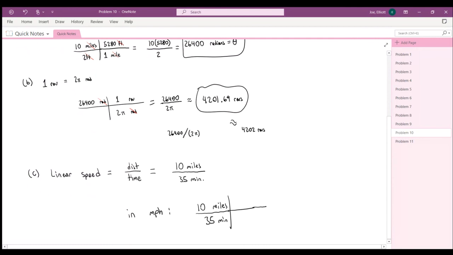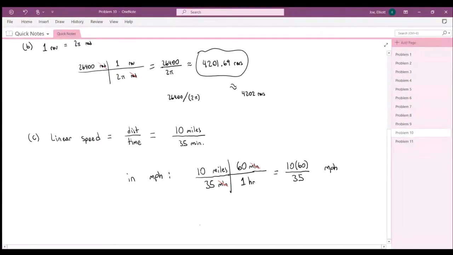All right, so to do that, let's see here. 1 hour is 60 minutes. All right. So then we would do 10 times 60 divided by 35. Okay, and then 600 divided by 35. It's about 17.14 is what I'm getting.